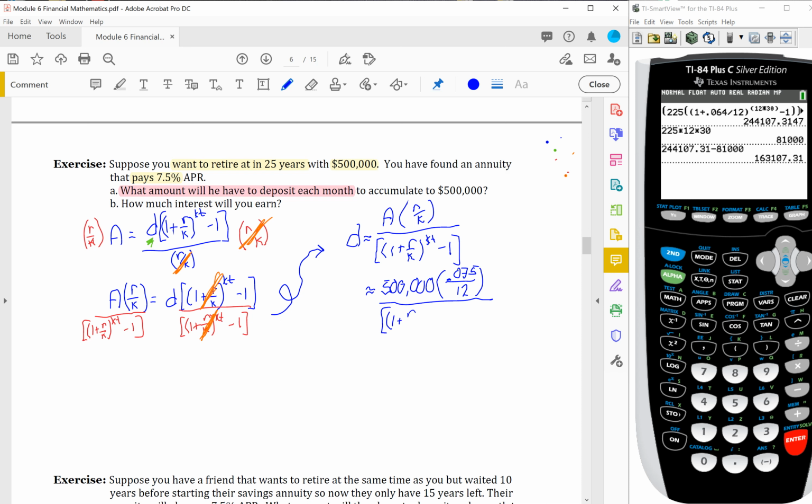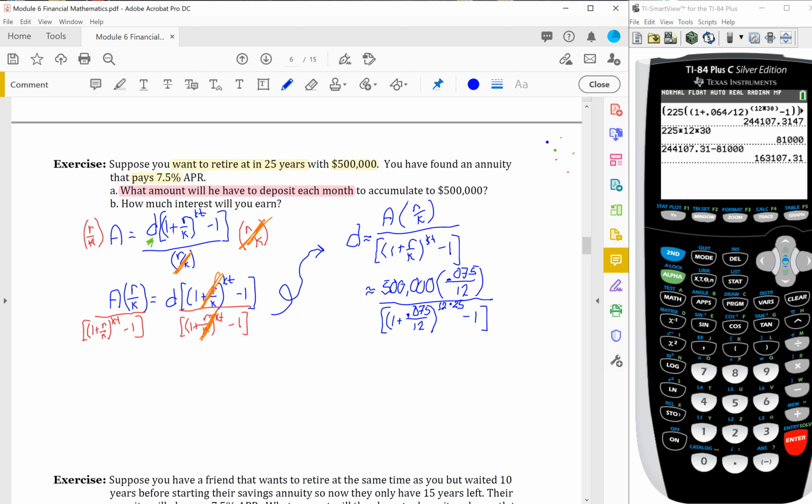1 plus your interest rate. Oh, and write the interest rate as a decimal. So 0.075 divided by 12 raised to the 12 times. This is going to be the amount of time that our investment is there for, which is 25 years, minus 1.